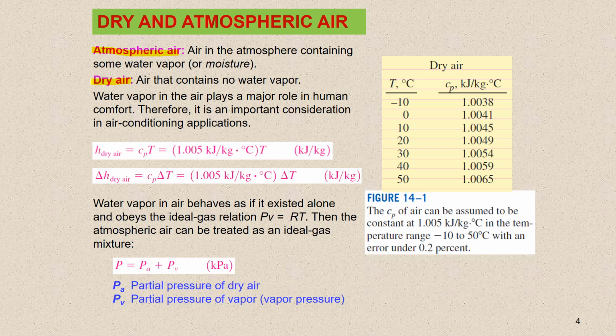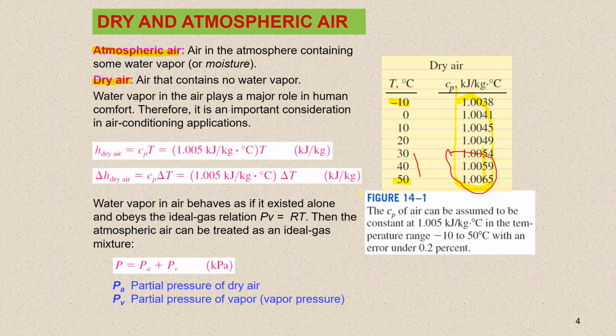Although the amount of water vapor in the air is small, it plays a major role in human comfort. Therefore, it is an important consideration in air conditioning applications. The temperature of air in air conditioning applications ranges from about -10 to about 50 degrees centigrade. In this range, dry air can be treated as an ideal gas with a constant Cp value of 1.005 kilojoules per kilogram degrees centigrade, as you can see here in figure 14.1. They are relatively constant even when the temperature is changing.